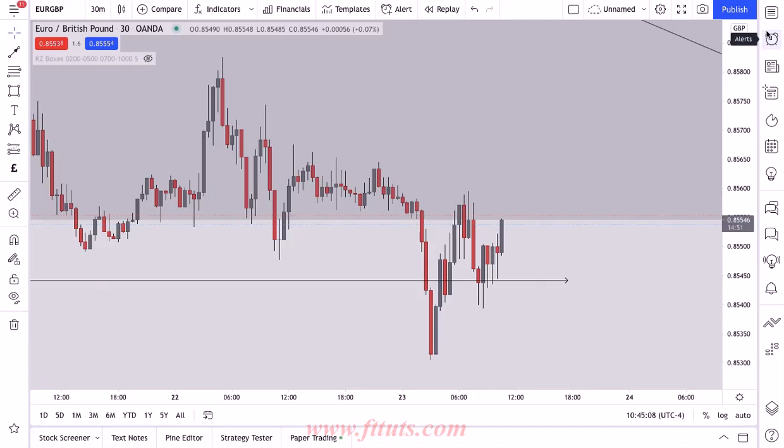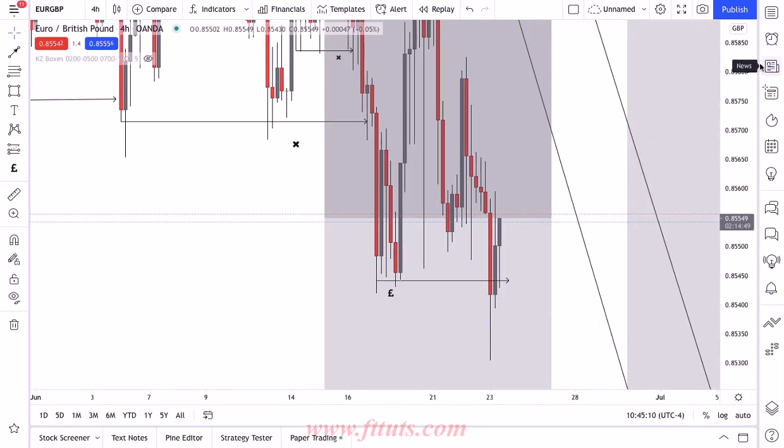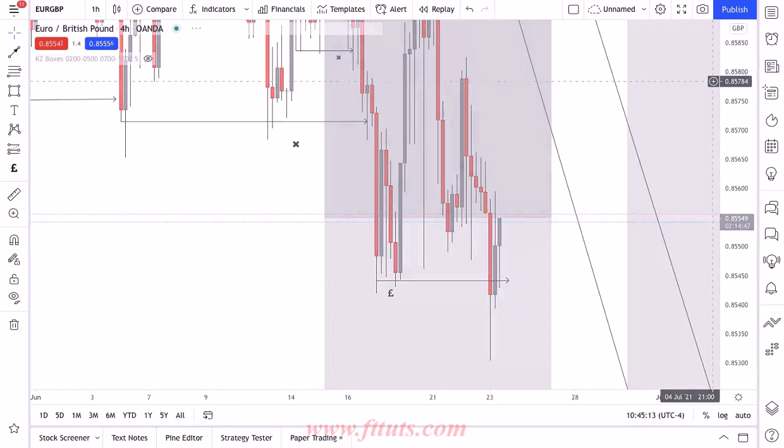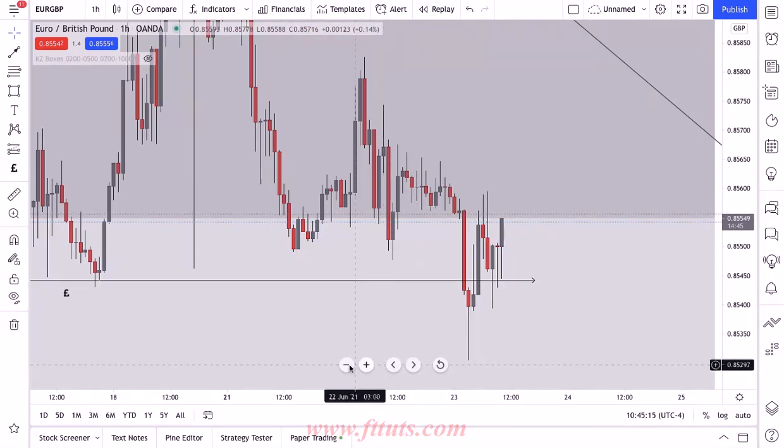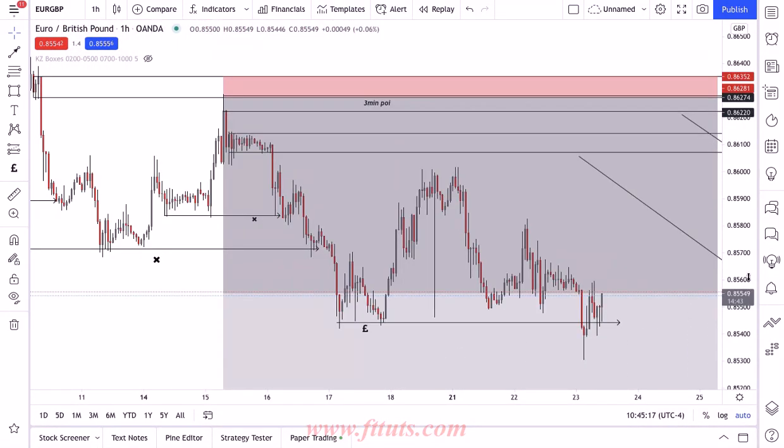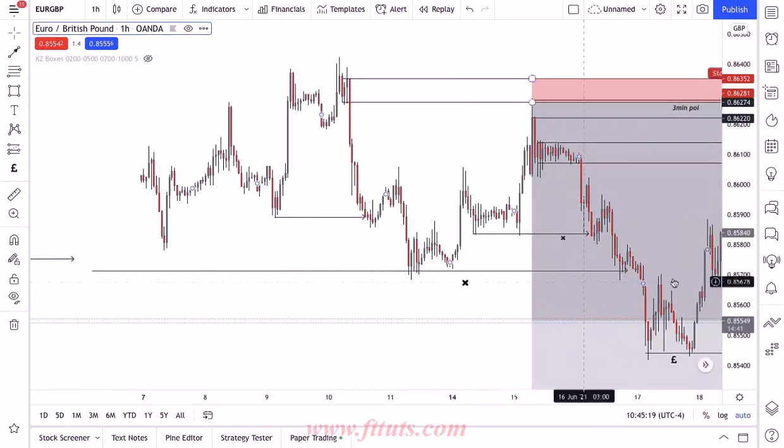Euro pound. Head over to that 4 hour. Let's stick to the 1 hour. Now let's go to our initial entry. Why did we enter? Fairly straightforward, guys.